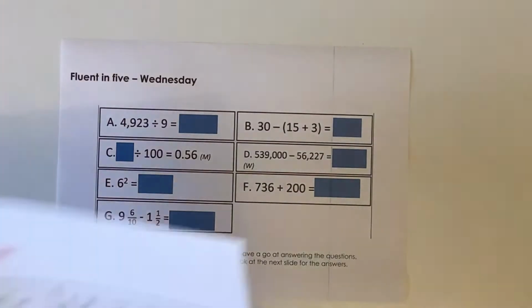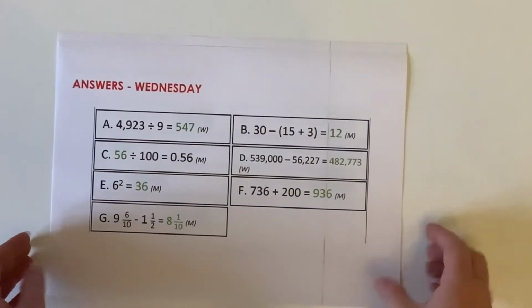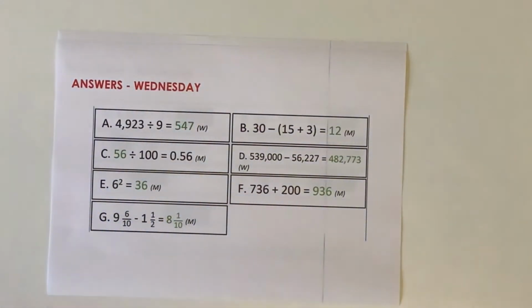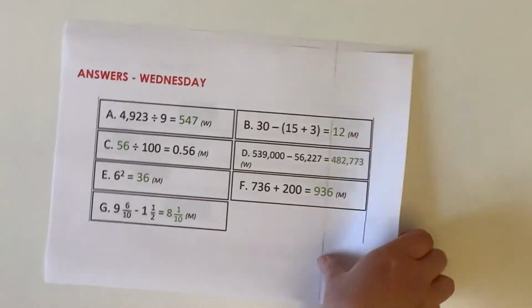Right, here are your answers for Fluent at 5 for today. Please pause the video and mark your work. Just remembering with G, with subtracting mixed fractions, just like yesterday with the adding mixed fractions, the first thing you needed to have done was convert the 1.5 so that the denominator was also 10 in order for you to subtract. Well done if you got those correct.